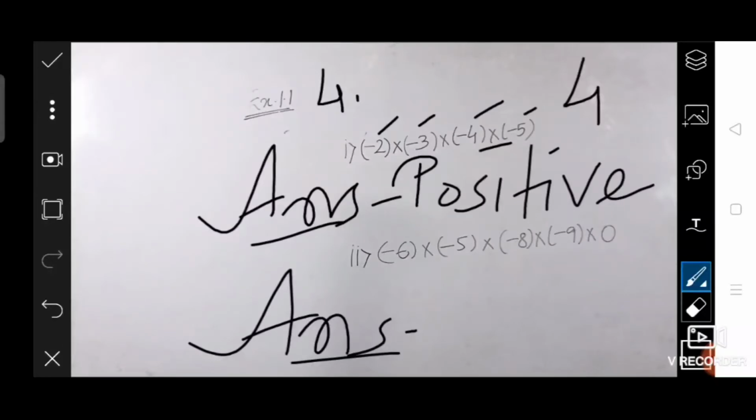Now if we move to question number 2, you see students, 6 into -5 into -8 into -9 into 0. Now whenever 0 is multiplied to any number, what does it give? It gives 0. Everything is multiplied, no? So the answer will be 0. And see, 0 doesn't have any sign. It is neither negative nor positive. So write the answer as 0.